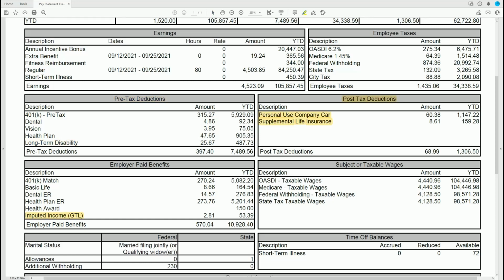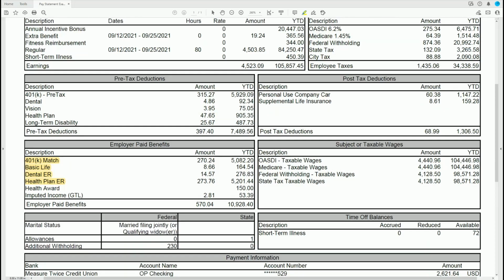Moving to after-tax deductions, you will often find supplemental life insurance coverage beyond the employer-paid coverage. The employer-paid cost of coverage above $50,000 is included in taxable income, noted on our statement as imputed income, GTL, standing for group term life insurance. After-tax deductions will also include Roth or other after-tax contributions to workplace retirement plans. Other employer-paid benefits excluded from taxable income may include matching or non-elective retirement plan contributions and shared healthcare costs.